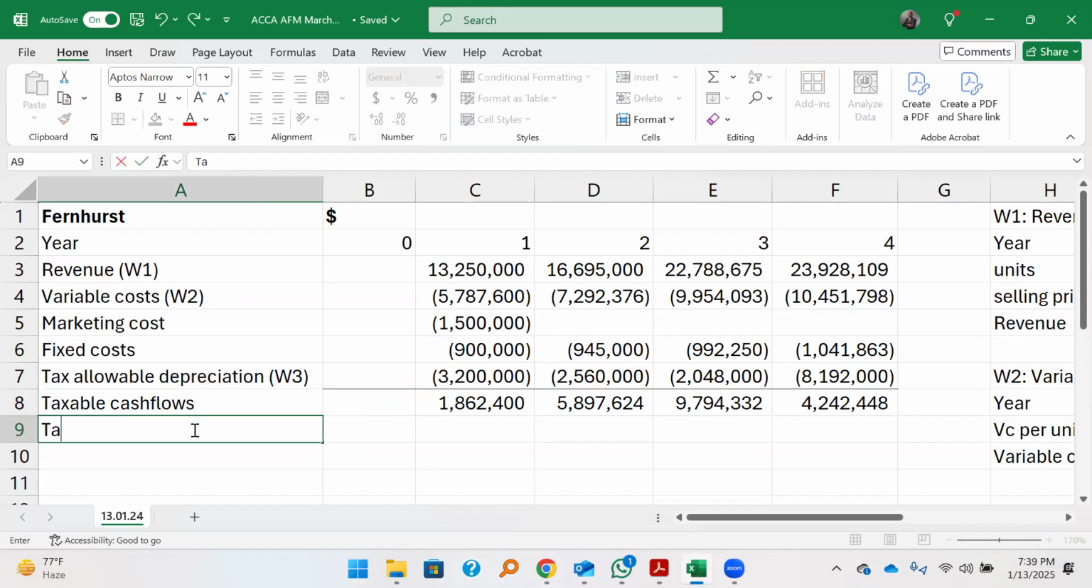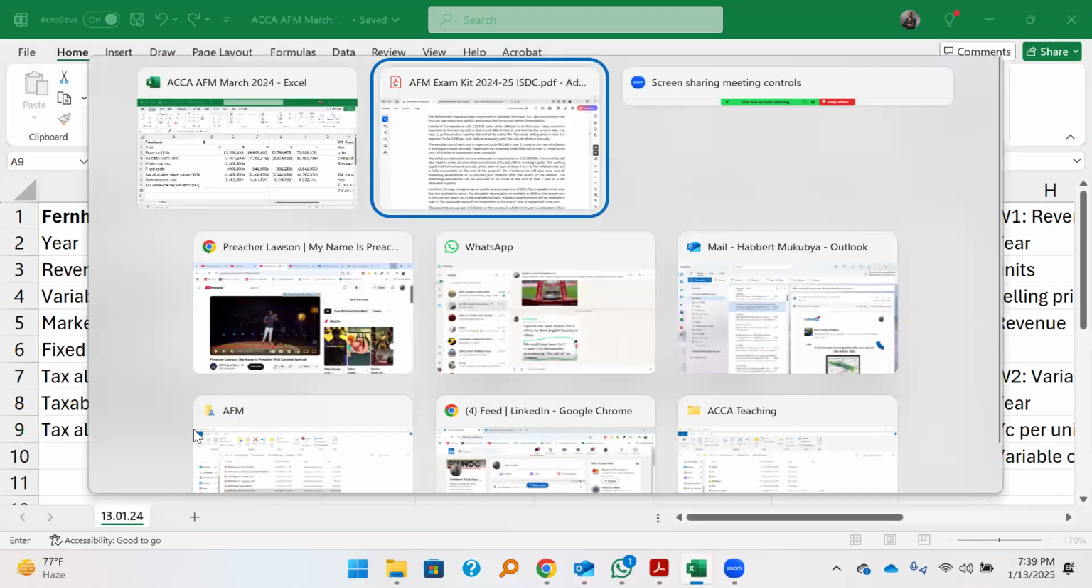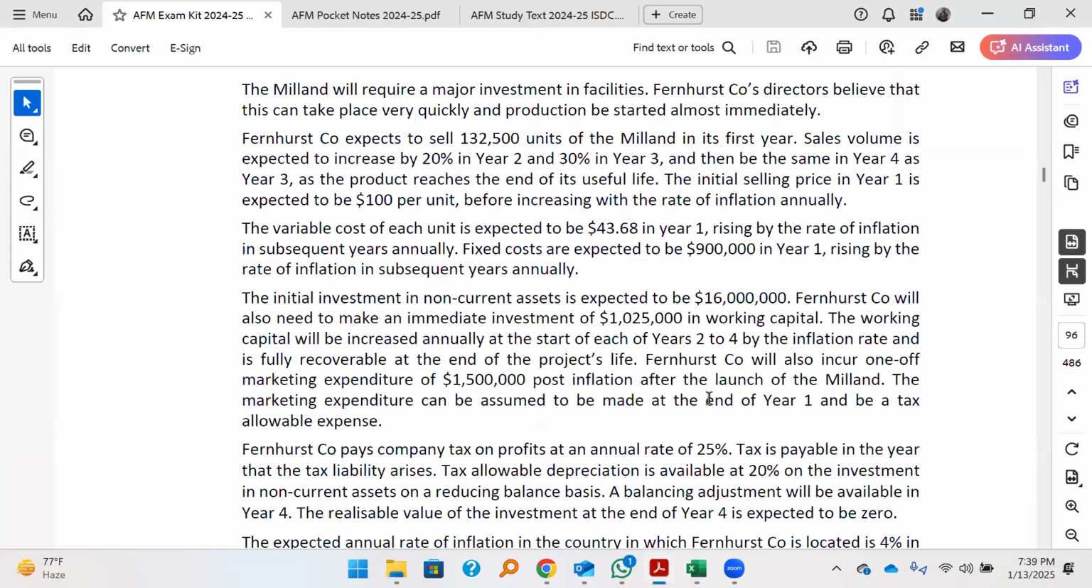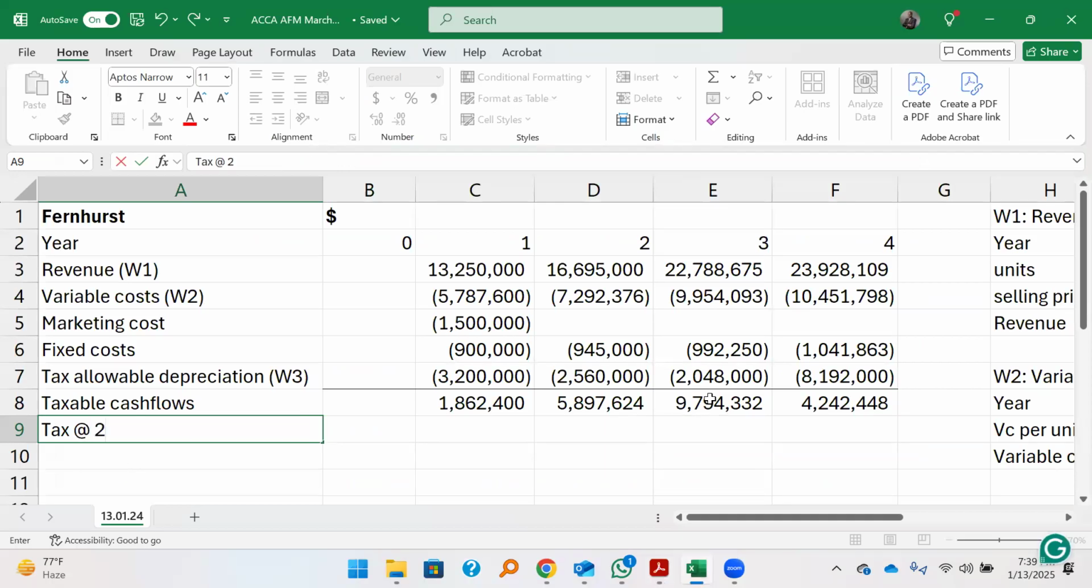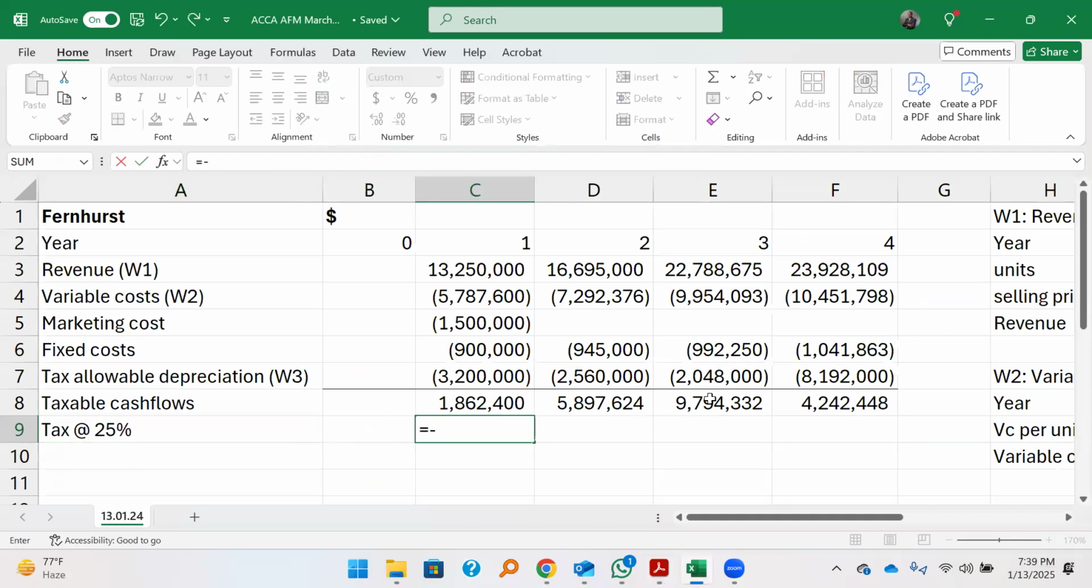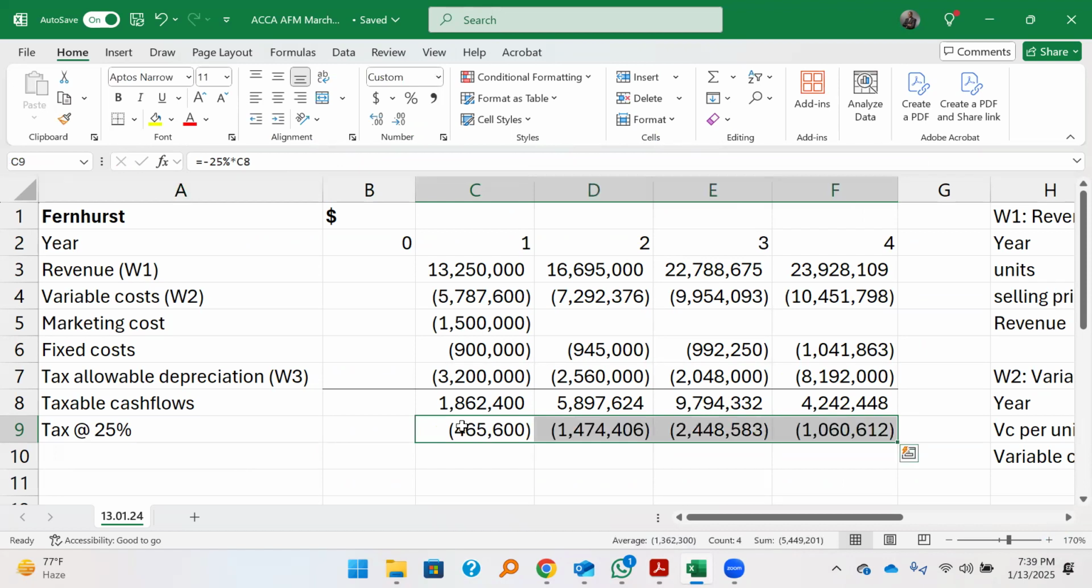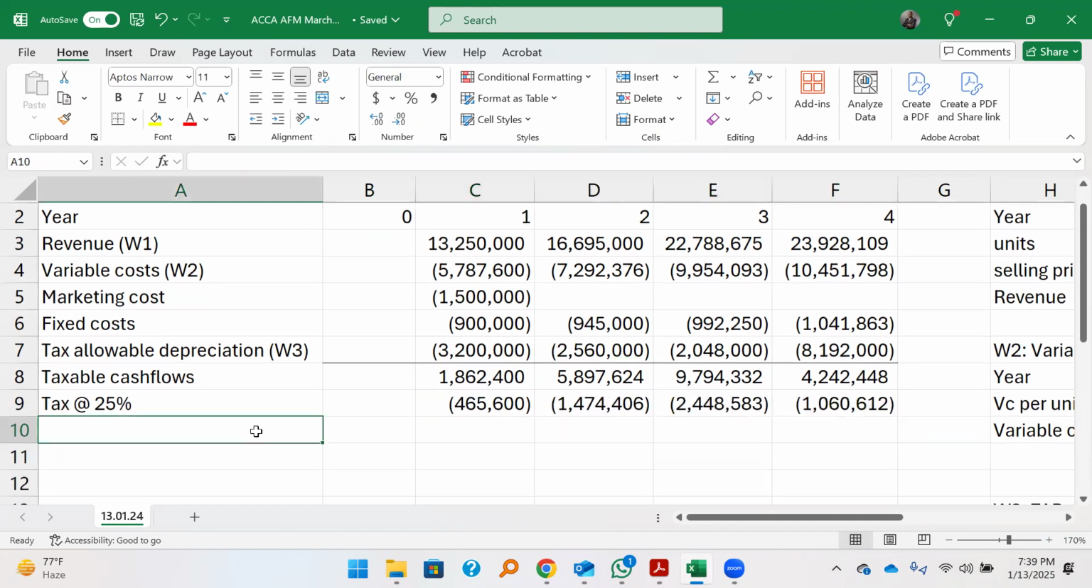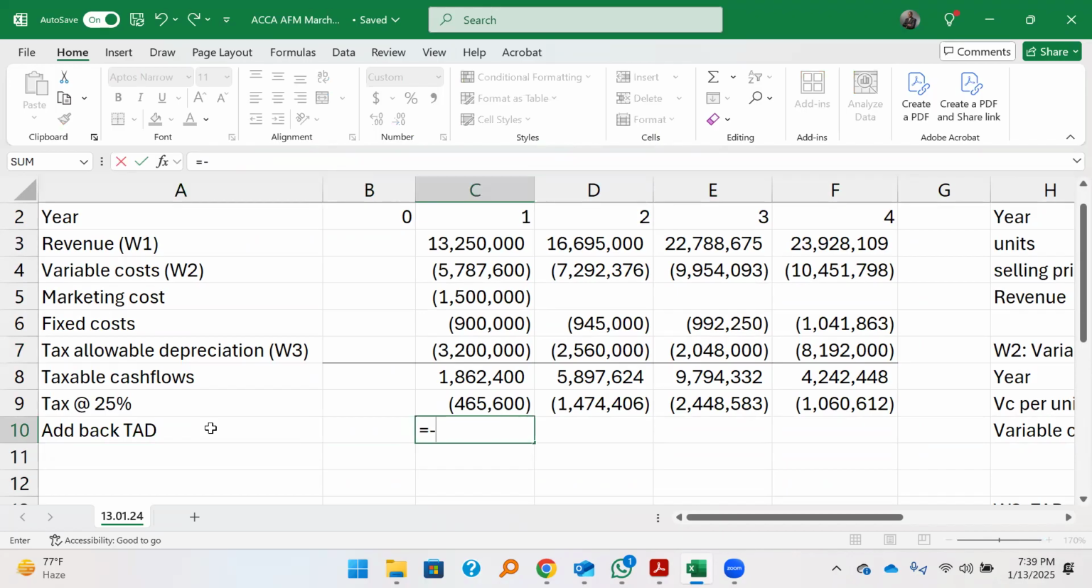Now, then you do tax. For tax, you need to know the rate and when it's payable. So tax is payable in the same year, 25%. Which means that you're going to do 25% of the taxable cash flow. So that gives you the tax. Now, what you need to remember is that depreciation is not a cash flow. We just put it there so that we can tax. So we have to add it back right away after taxing.